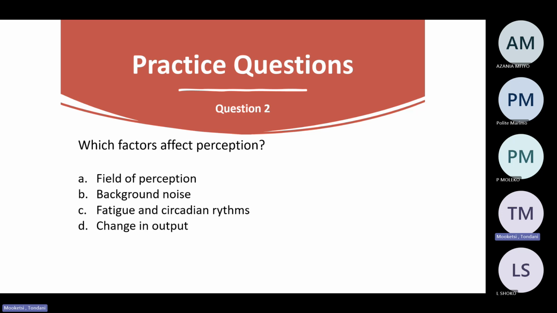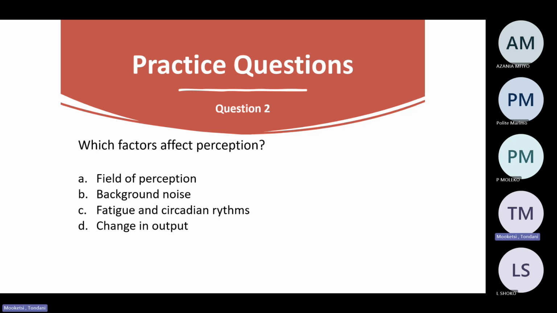Okay, which factors affect perception? Field of perception, background noise, fatigue, and circadian rhythm, change in output. I think it is all of the above.